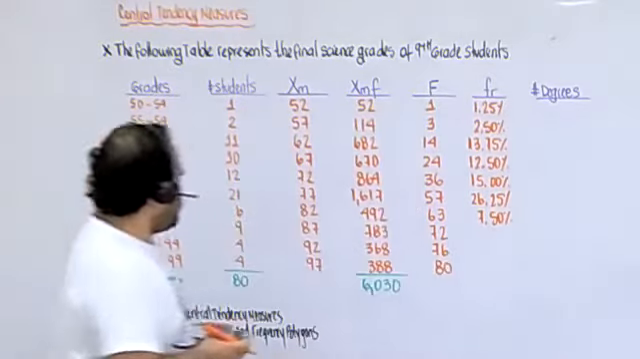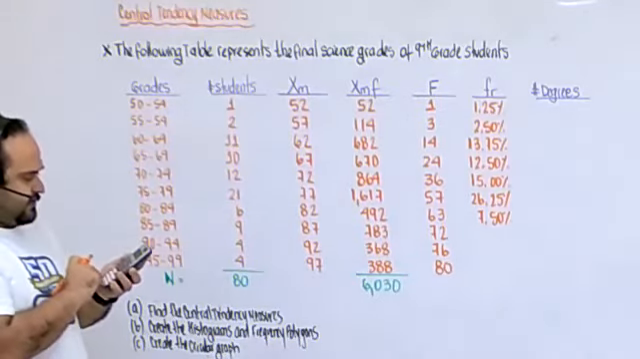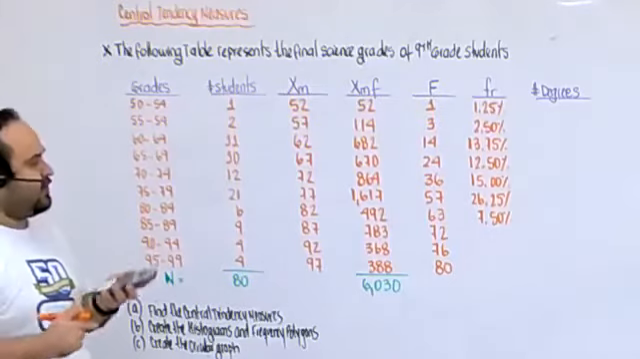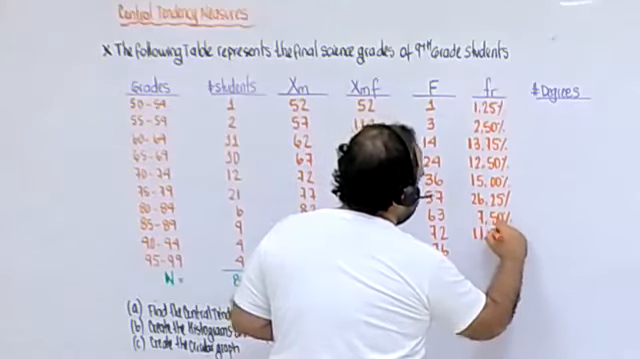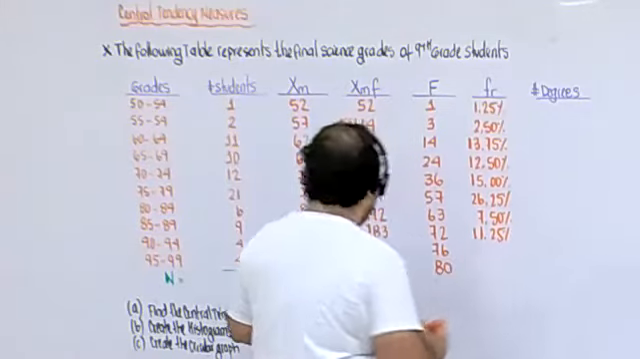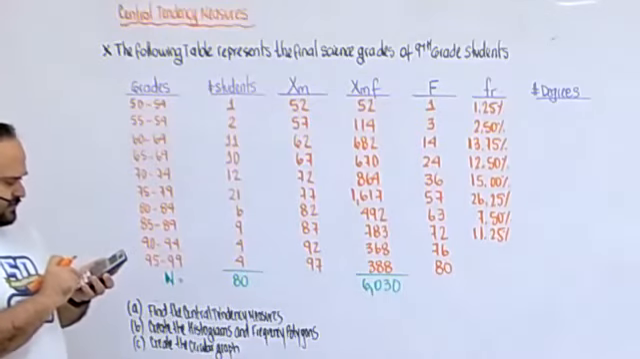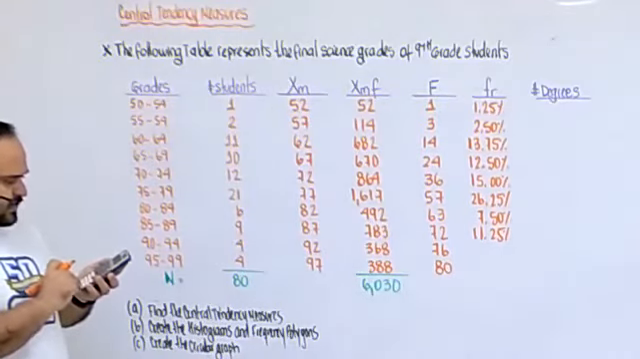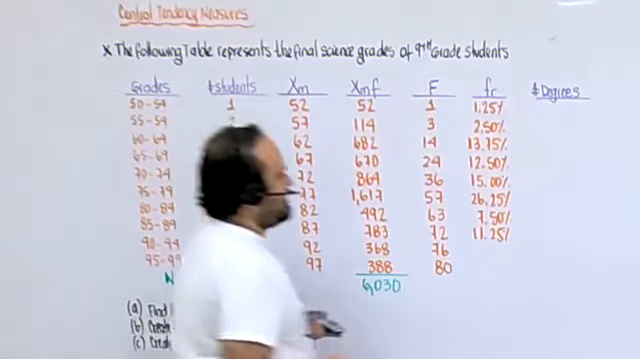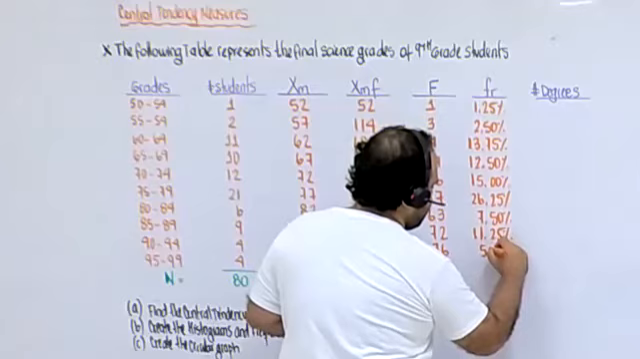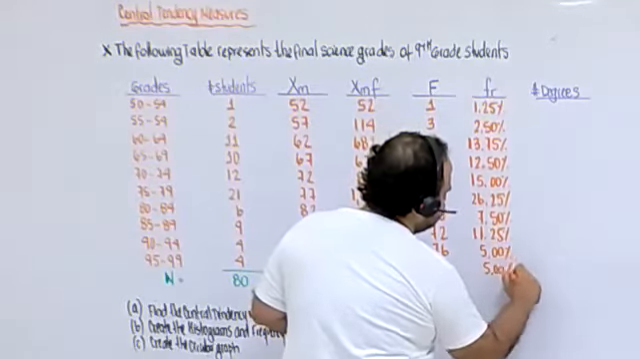All right. Next one, 9 divided by 80 times 100. The answer will be 11.25%. And finally, 4 divided by 80 multiplied by 100, that will be 5%. 5% here and 5% here.